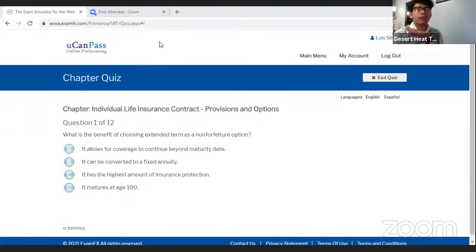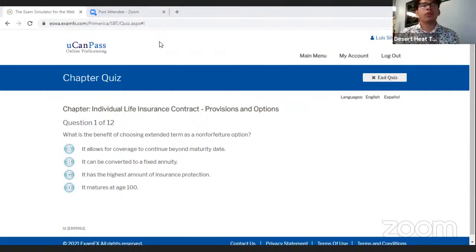Okay, so question number one. What is the benefit of choosing extended term as a non-forfeiture option? A, it allows the coverage to continue beyond maturity date. B, it can be converted to a fixed annuity. C, it has the highest amount of insurance protection. Or D, it matures at age 100.